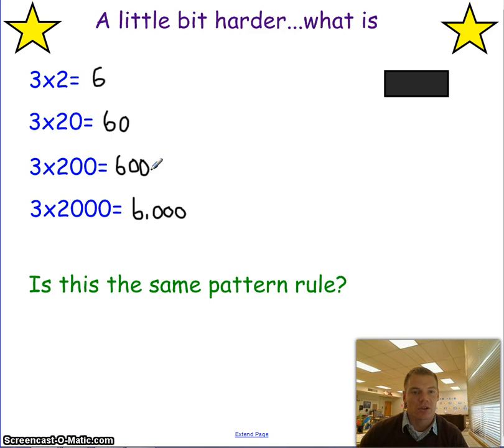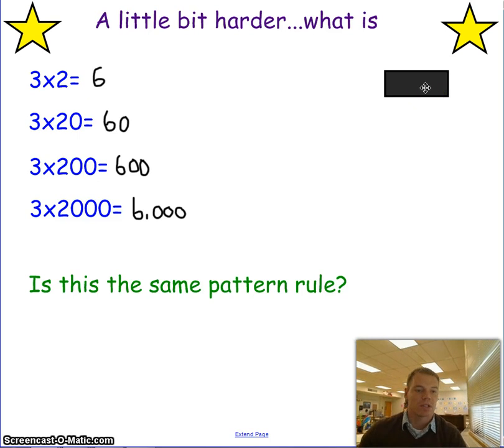And the rule that we are doing, it's kind of a zero trick. I like to call it the zero trick. Notice if there is 1 zero here, there's 1 zero at the end of the 6. If there are 2 zeros, there are 2 zeros at the end. And 3 zeros, there's 3 zeros at the end of the 6. So here's kind of the pattern. Here's kind of the trick I like to do when you're multiplying these.